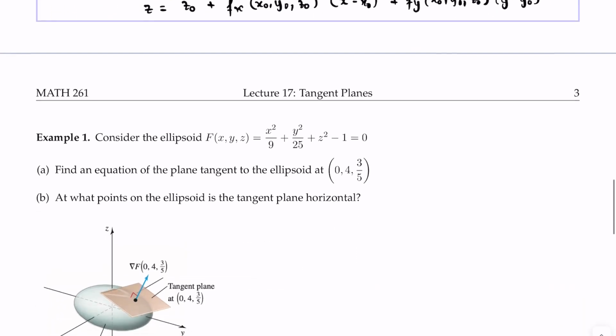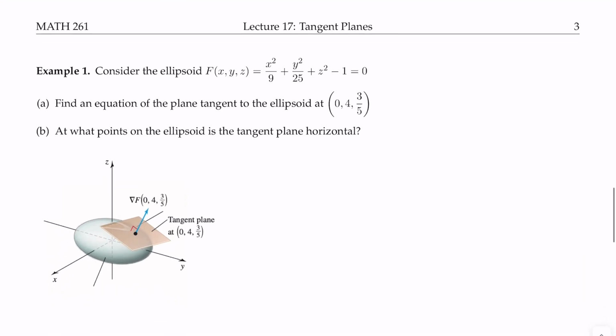Now let's move on to the following example. I want to consider the ellipsoid of the form F(x, y, z) = x squared over 9 plus y squared over 25 plus z squared minus 1 equal to 0. We'd like to find the equation of a tangent plane to the ellipsoid at the point (0, 4, 3/5). So this is the ellipsoid that is given to us in this particular example. Now we want to find the tangent plane to the surface at the point (0, 4, 3/5).